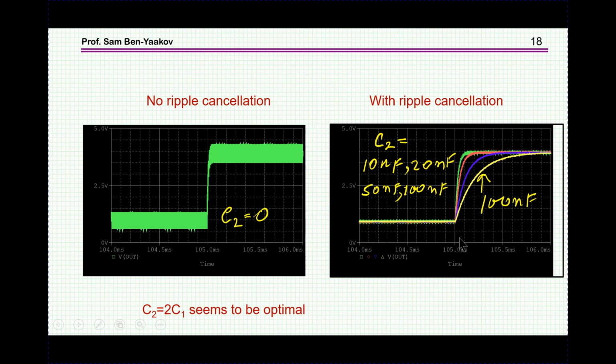Now, what we see is the following. Obviously, as the capacitor is becoming larger and larger, the ripple is becoming smaller and smaller. That's fine. This is the lowest ripple. However, it's deteriorating the rise time. And so we can see here that an optimum choice perhaps would be 1 to 2. That is, if C2 is twice C1, that is 20 nanofarad, we see there is some deterioration of the rise time, but the ripple is really, really down from here to here.